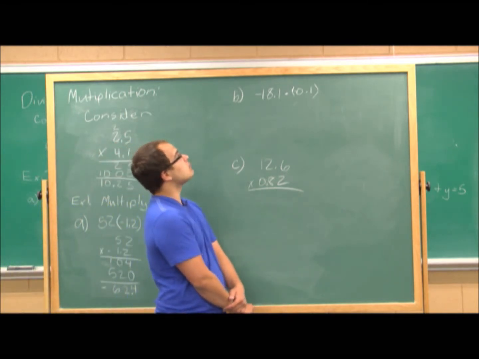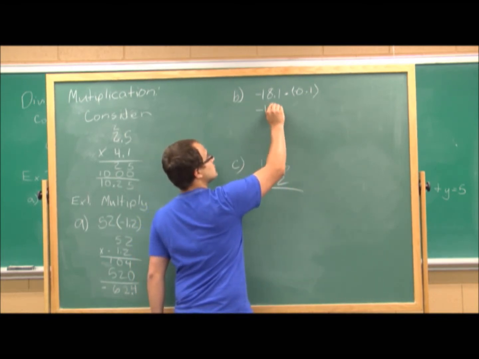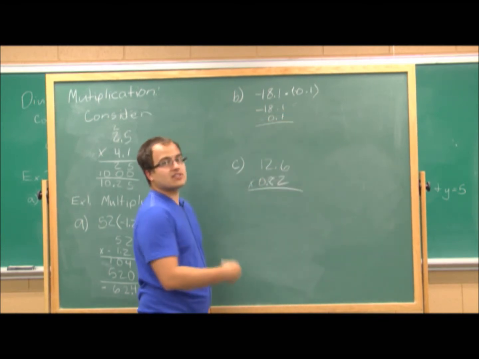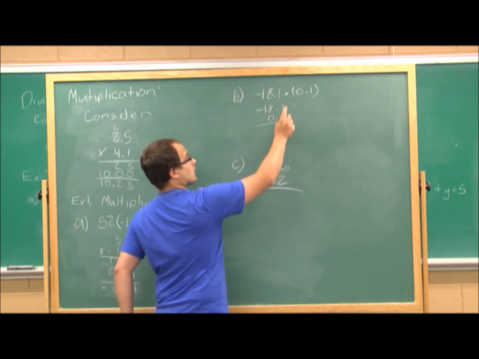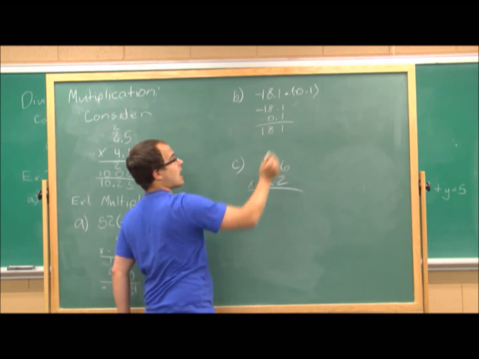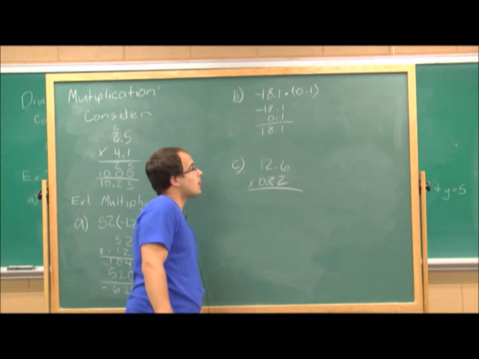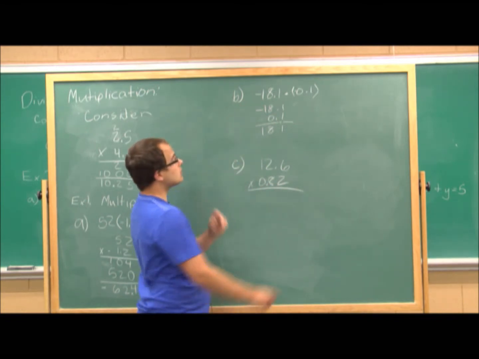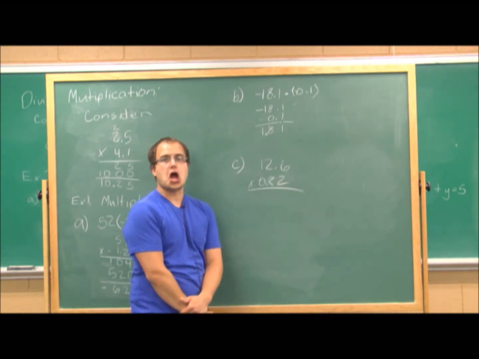We have negative 18.1 times negative 0.1. First off, I am going to write it vertically. Now we have a negative times a negative, so my final answer is going to be a positive, so I don't have to worry about putting a sign down. 1 times 1 is 1. 1 times 8 is 8. 1 times 1 is 1. And again, it's positive. Now there is no other number because 0 doesn't count. So I have 1 decimal place, 1 decimal place, so a total of 2. 1, 2. So the answer is 1 and 81 hundredths.